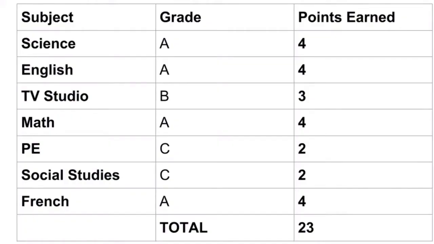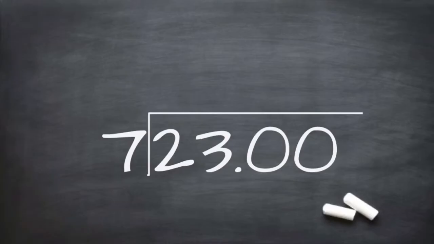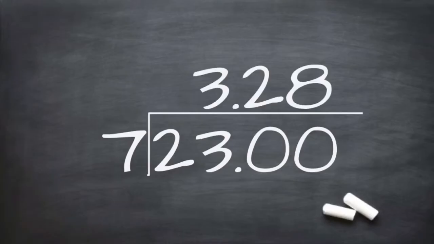So let's look at Jack's interim grades. You can see here that we've added the points for each one of his letter grades. He ends up with a total of 23 points. We take that 23 points and we divide it by 7, and Jack now has a GPA of 3.28.